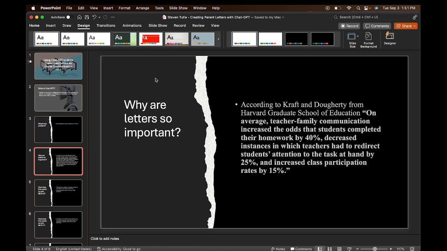Well, according to Kraft and Doherty from Harvard Graduate School of Education, on average, teacher-family communication increased the odds that students completed their homework by 40%, decreased instances in which teachers had to redirect students' attention to the task at hand by 25%, and increased class participation rates by 15%.